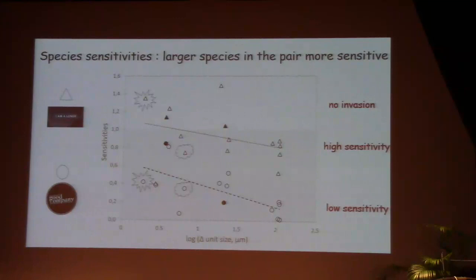There are several messages in this plot. What I want to point out here is that in the pair, almost always the larger one of the two was the more sensitive one. With two exceptions, the filled symbols are the ones where the larger one was less sensitive. Otherwise, smaller species are always less sensitive to competition than larger ones.